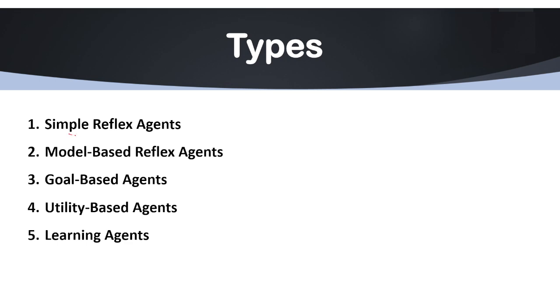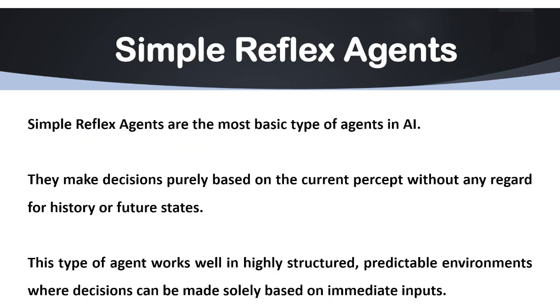So the first and the simplest type of agent is simple reflex agents. As its name implies, it is the most basic type of agent in artificial intelligence. And one most important characteristic of this agent is it has no memory. No memory can be its important characteristic, or we can say it is the limitation of simple reflex agent.